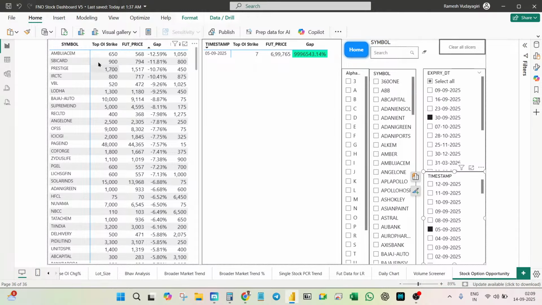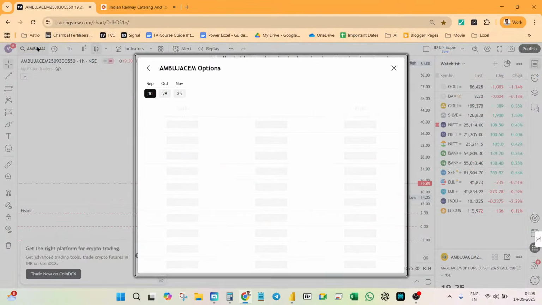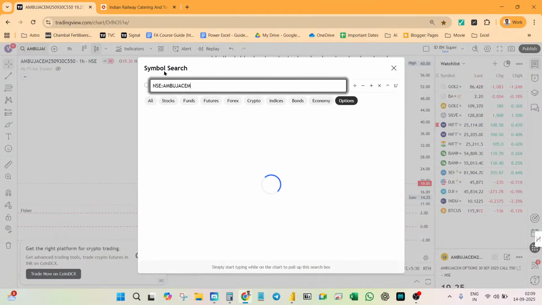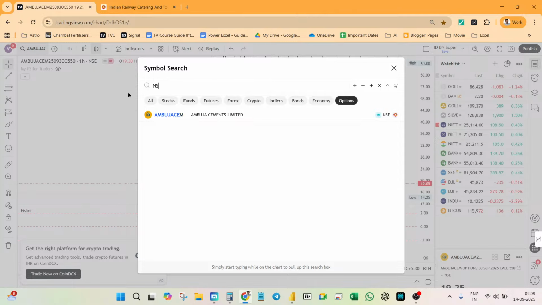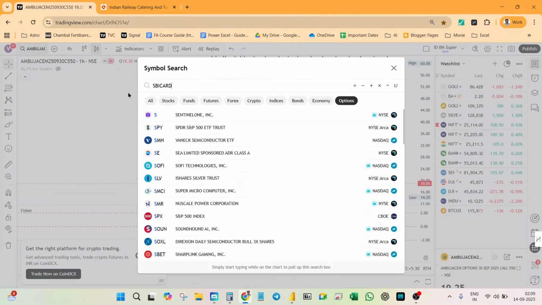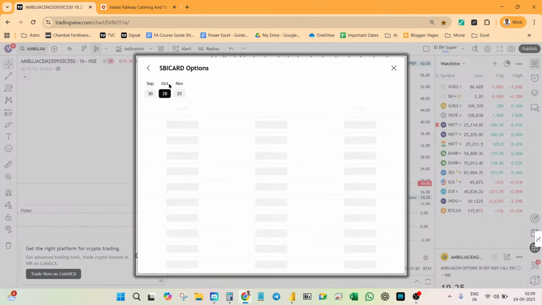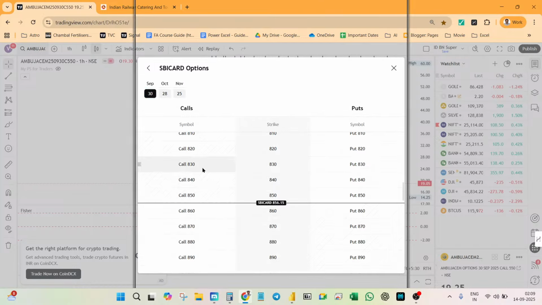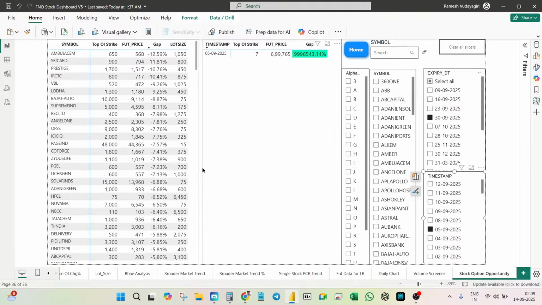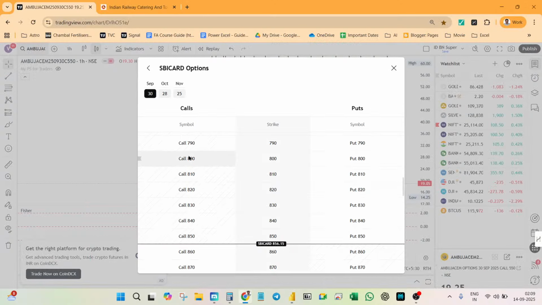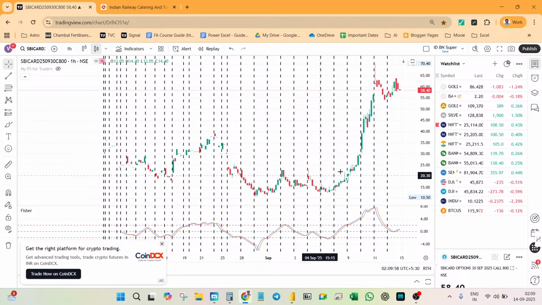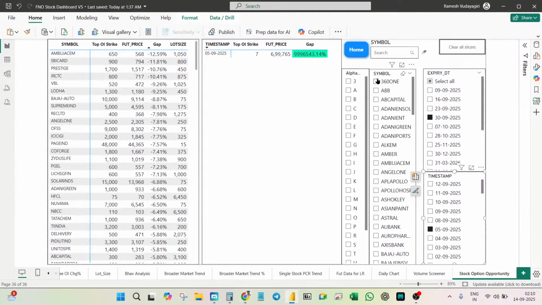You should keep it for 1 or 2 days maximum, not more than that. SBI Card, you can see here what happened on September. Let us see SBI Card. The rate for the 800 call option on 5th September was roughly around 14 rupees. It made a high of almost 58 rupees. So with call option buying you should get the opportunity.